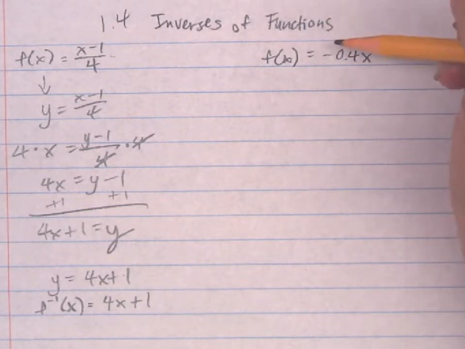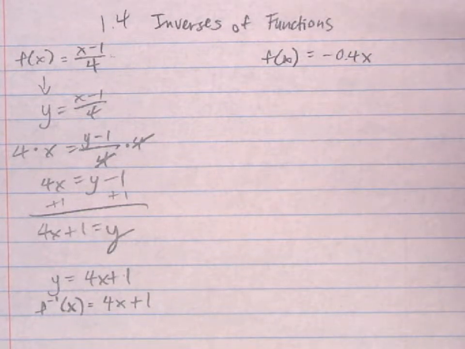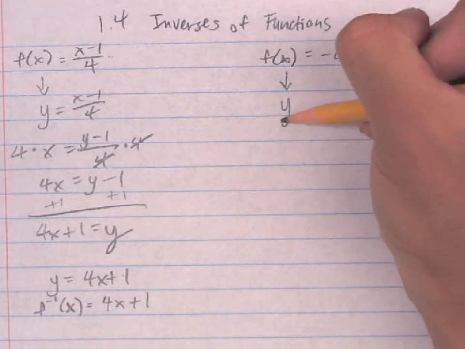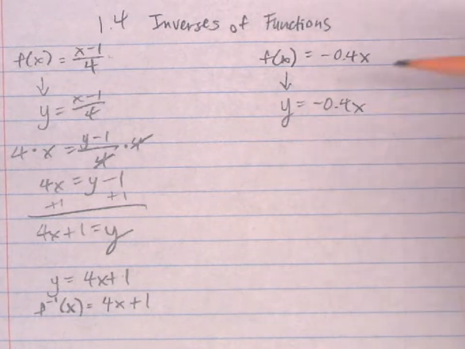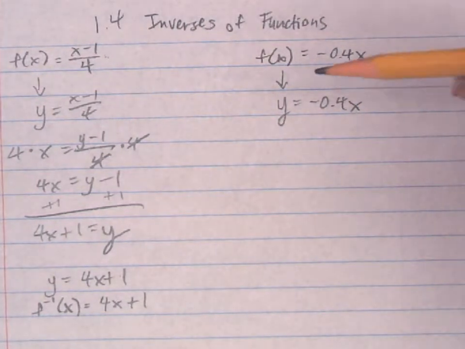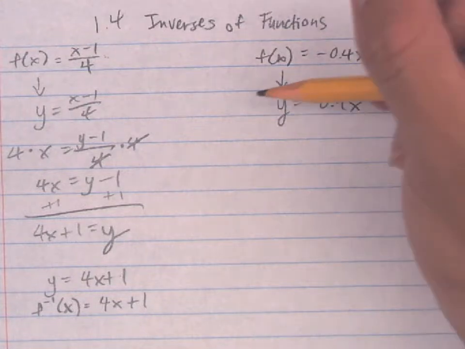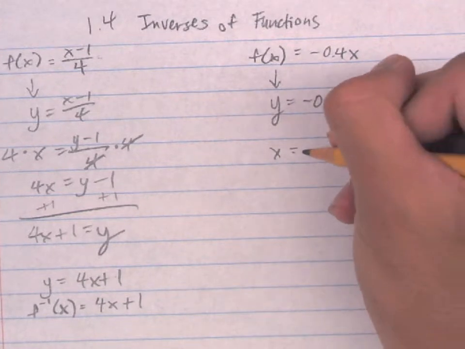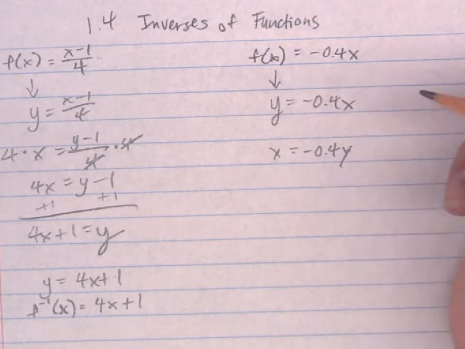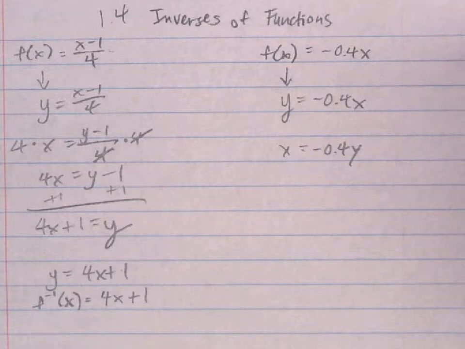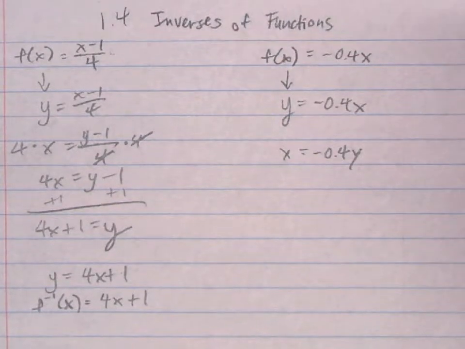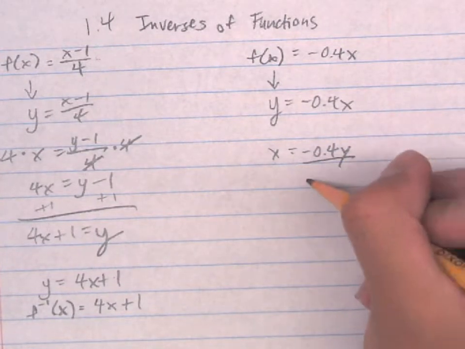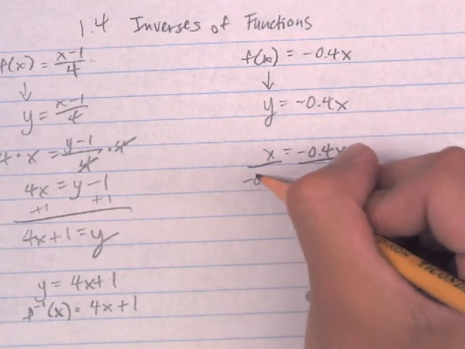So f of x equals negative 0.4x. Okay, so same idea. First step, change all your f of x's to y's. Y equals negative 0.4x. Okay, step 2. So you want to swap the x's and the y's. So switch the x's and the y's. So this becomes x equals negative 0.4y. Okay, so now what you want to do is you want to get y by itself. So if you want to get y by itself, what I see you can do is I can divide by negative 0.4. Divide by negative 0.4.